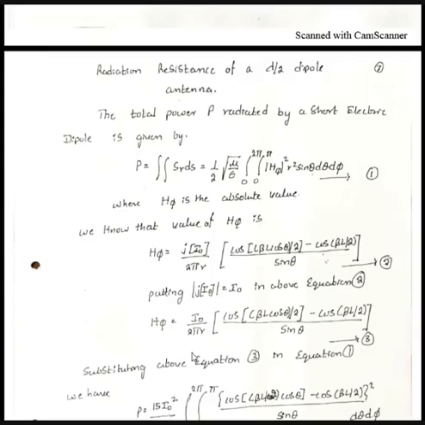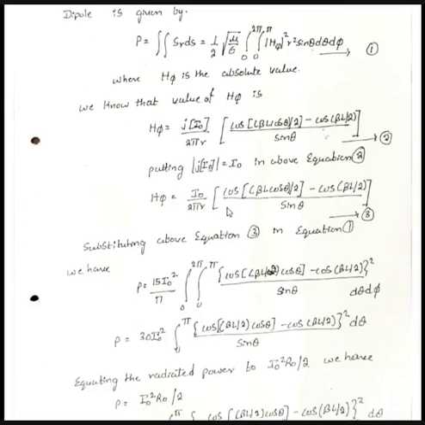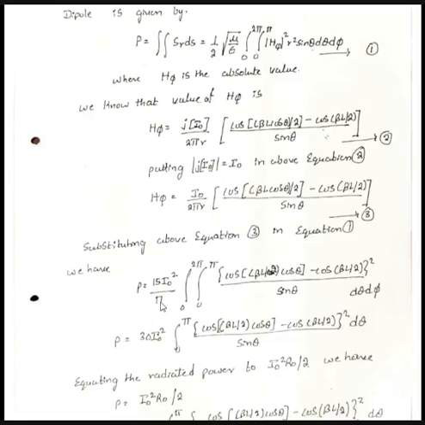That is, you can see in equation number 2 here, h phi is equal to j into I naught divided by 2 pi r, cos(beta l cos theta by 2) minus cos(beta l by 2), divided by sin theta here. Now, if we consider only the real part, neglecting the complex j here, then we have the same equation. Just remove the j component here, equation number 3. Now, if we substitute equation number 3 in equation number 1 here, that is the total power P radiated by a short dipole here, then we will have this particular equation here.